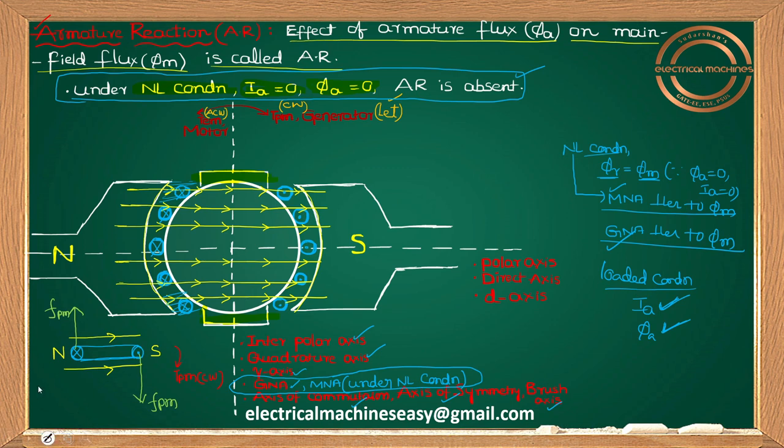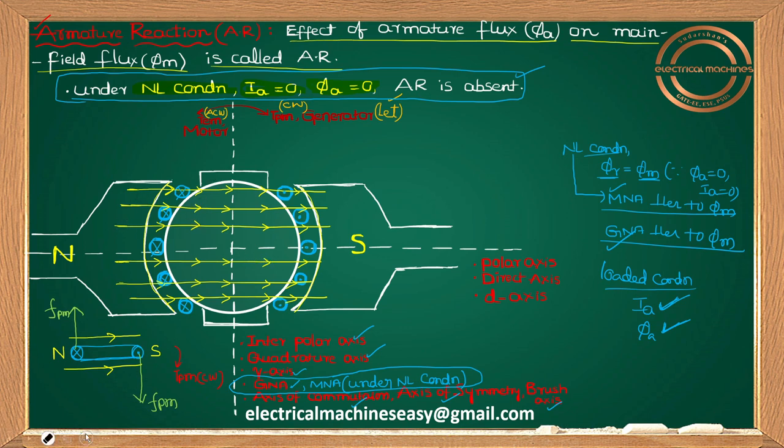Before that, please let me erase this portion, whatever I just showed here. Under no load condition, it's clear that flux pi m only is there. It is uniformly distributed. Now let us discuss under load condition, whenever Ia is there, whenever pi a is there, because of pi a, what is the effect on pi m? Because of the effect of pi a and pi m, how flux waveform will be disturbed, all those we'll see clearly.